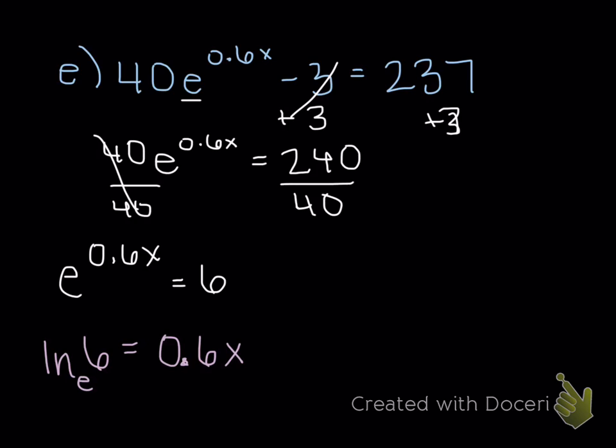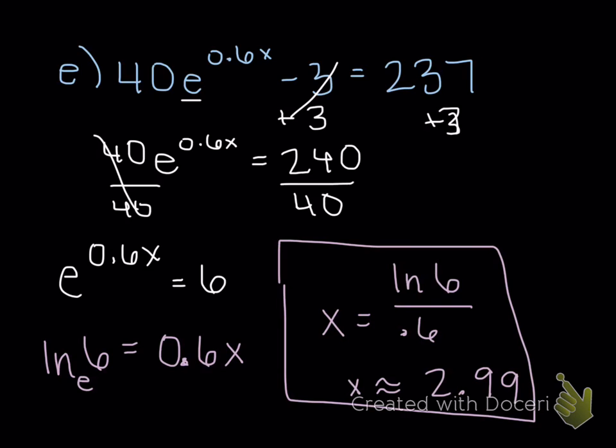answer by 0.6. So there's two ways you could write this answer. You could either leave it as ln of 6 divided by 0.6, or if you want to write the approximate answer, you could say 2.99. So I'd accept either one.